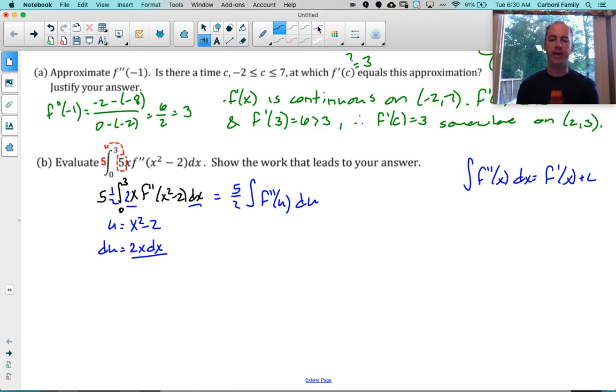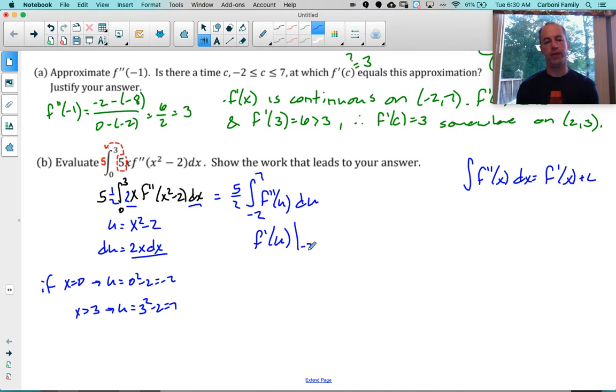And I'm a huge fan of converting limits of integration. These limits of integration, 0 and 3, are values of x. So if x is equal to 0, then u would equal 0 squared minus 2, which is negative 2. And if x equals 3, then u is going to equal 3 squared minus 2, which is 7. And now I can finish the problem without having to go back to x's. And so the antiderivative of f double prime of u would be f prime of u from negative 2 to 7. That would be f prime of 7 minus f prime of negative 2.